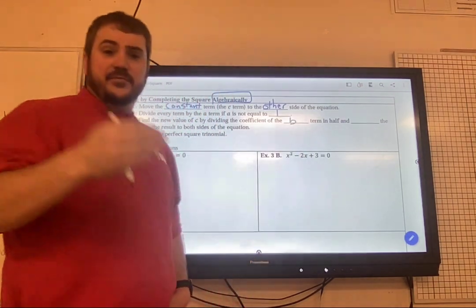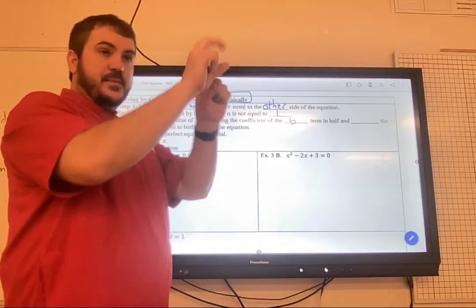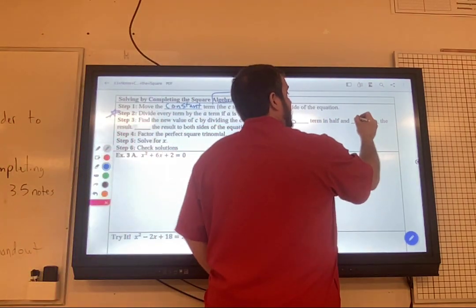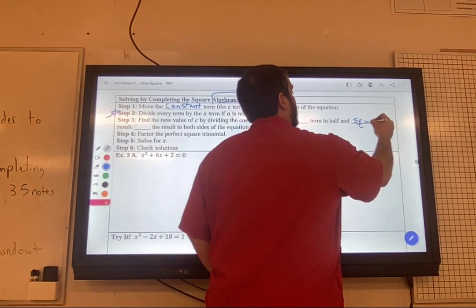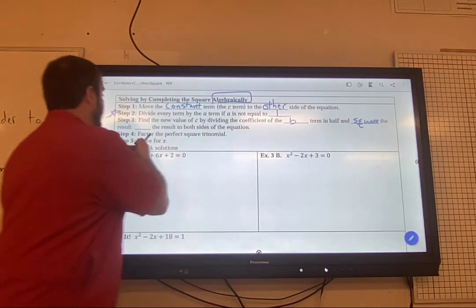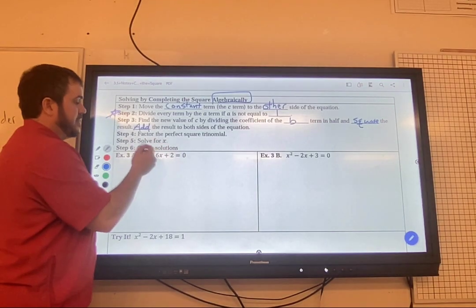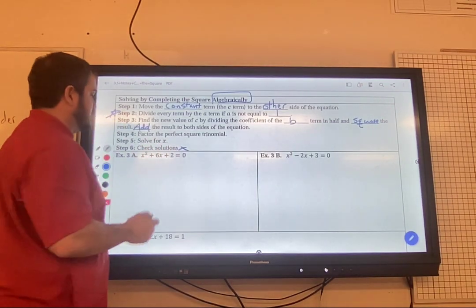Guys, we took half of the b term to make our little rectangles in the diagram in half, and then we turned around and squared the result, and we got to make sure we add it to both sides. Then we factored, then we solved for x. I'm bad about that. I didn't make us check our solutions.